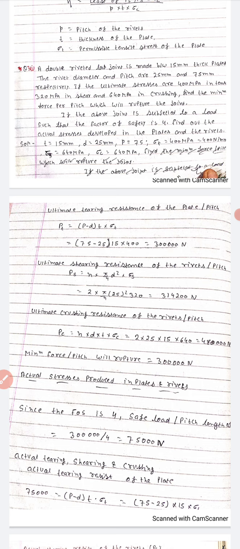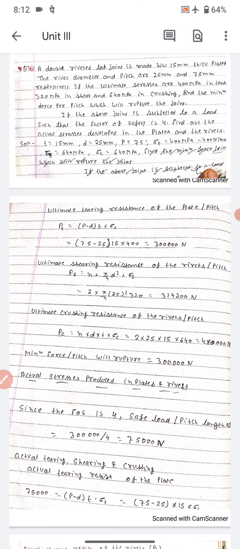Sigma T value is 400 MPa, and sigma tau S is equal to 320 MPa, and the sigma C, that is the crushing or compressive stress, is 640 MPa. I think there is some mistake. Okay, and now the numerical value is okay, but the given value has some mistake there.